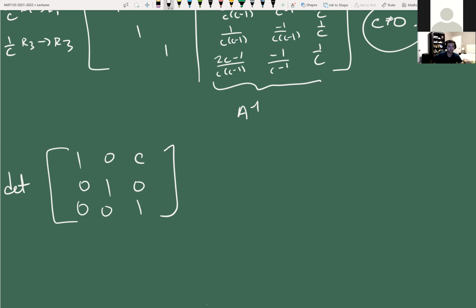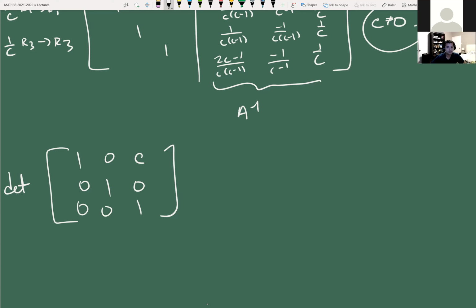Anyone remember? Exactly, it's 1. Why is it 1, Agam? Right, it's a triangular matrix. Brandon, exactly, it's triangular. So the determinant is precisely the product of its diagonals. So it's just 1 times 1 times 1, so the answer is 1. So this matrix, you can see its determinant does not depend on C. So this matrix is invertible no matter what value of C you put in there. You can put in C equals 0, you can put in C equals 1,000,000. It doesn't matter. This matrix will always be invertible.